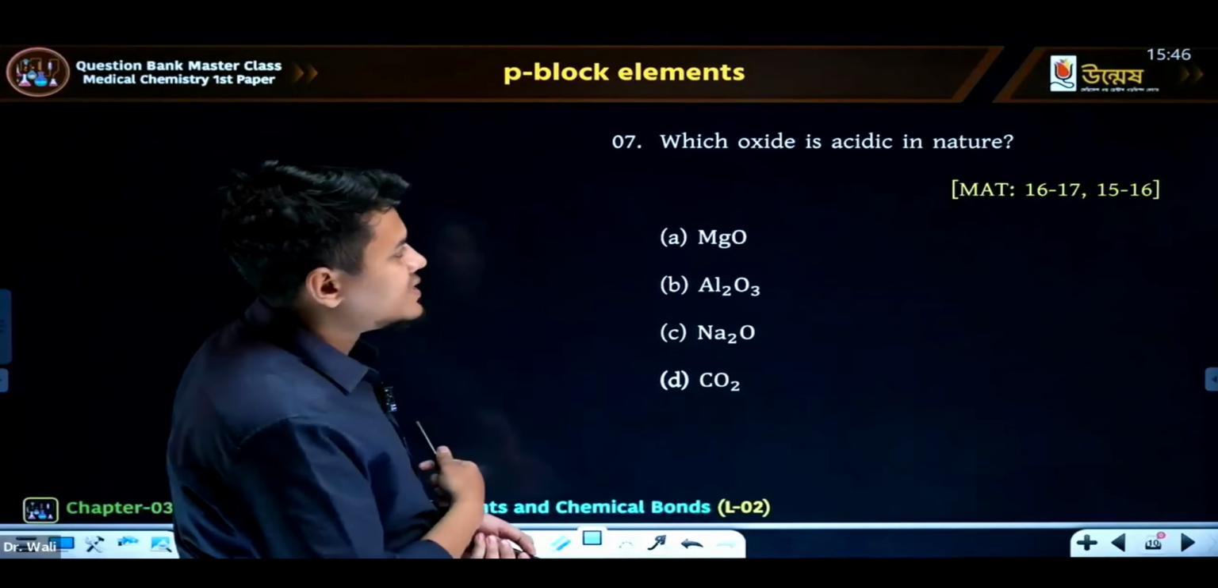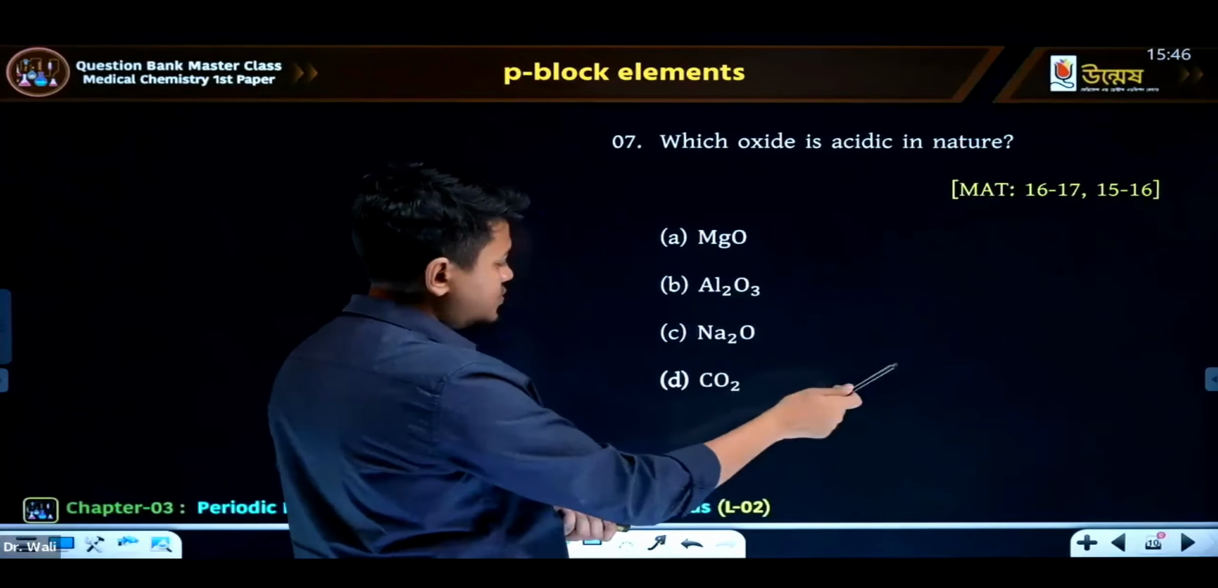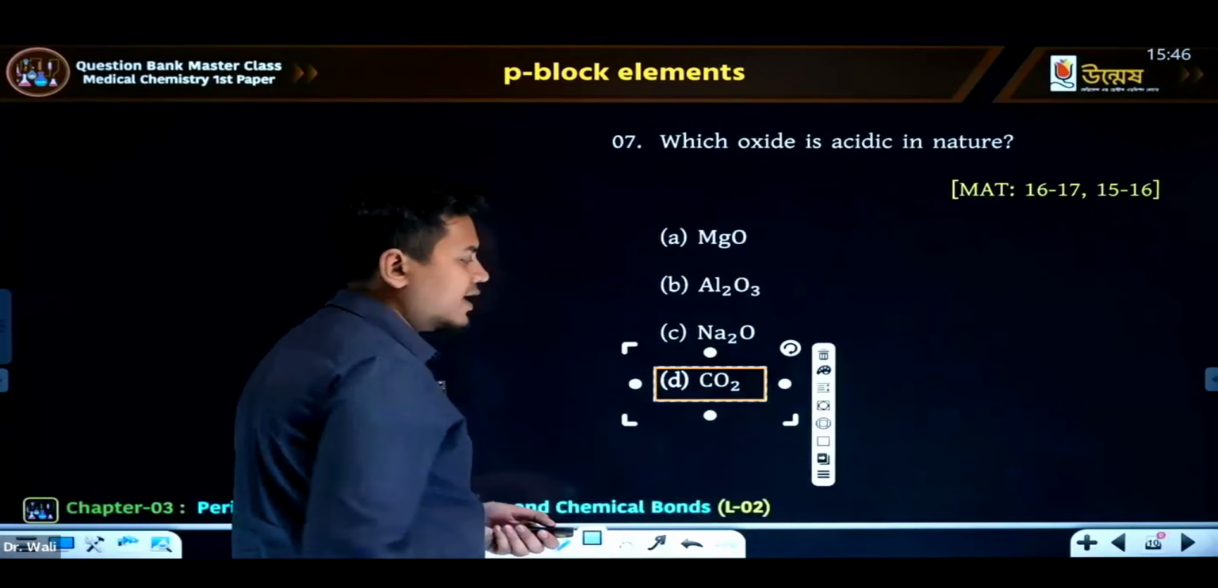Next question, which oxide is acidic in nature? Acidic nature should be a non-metallic oxide. So this one will not be the answer. This one is also not correct. The final option is the correct one, which is carbon dioxide, as it is a non-metallic oxide.